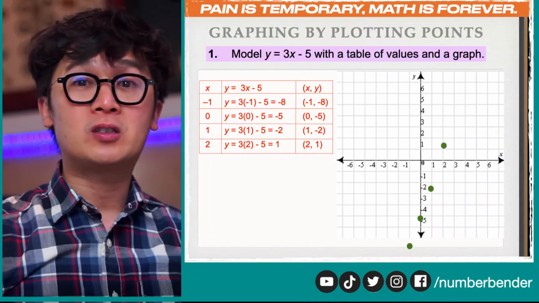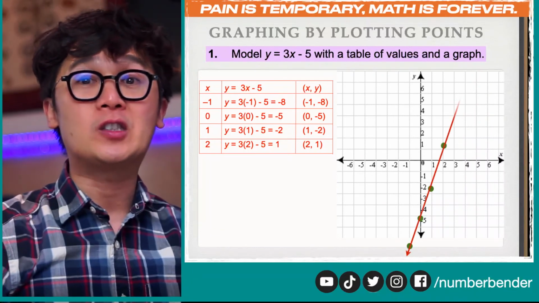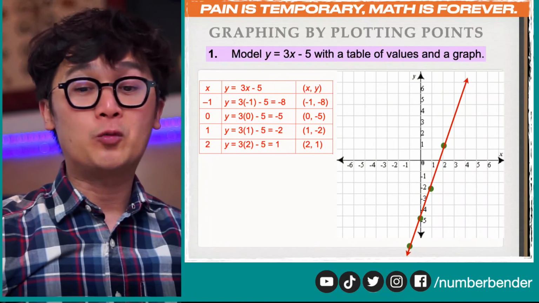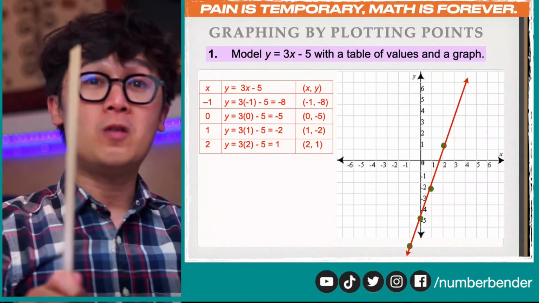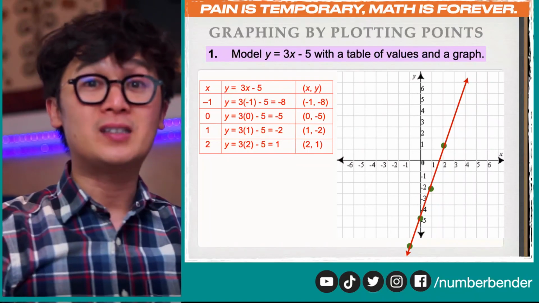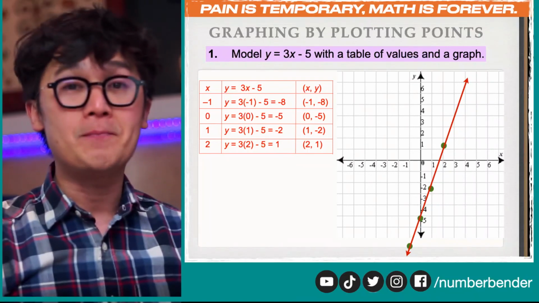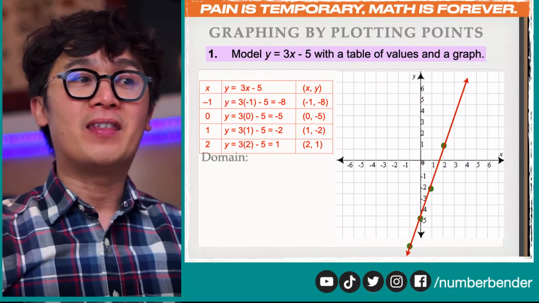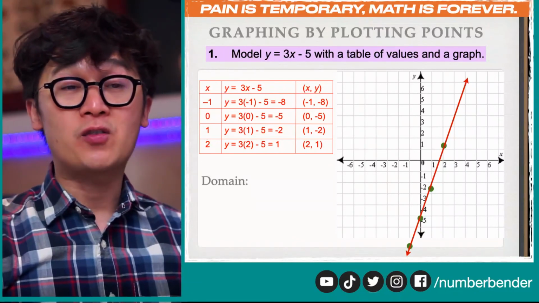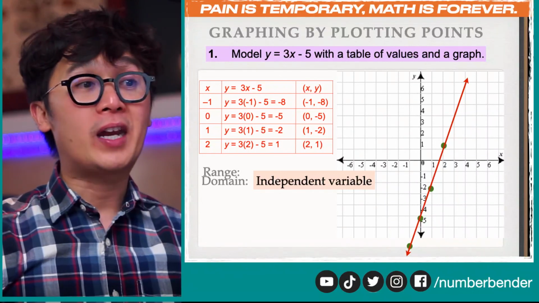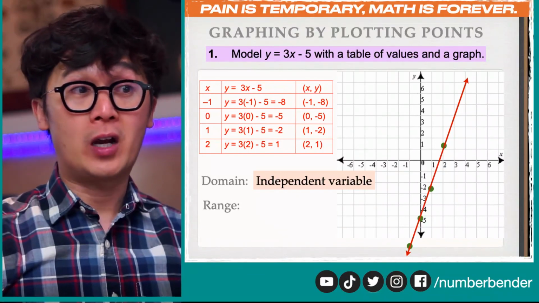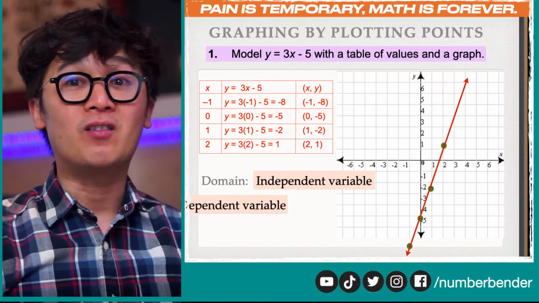And if we use a line, this is going to be a linear function. And we know that using a vertical line test, it will only pass through the function once. So this is indeed a function. And also remember that our domain, or our x variable, is our independent variable, and our range, or the y variable, is our dependent variable.